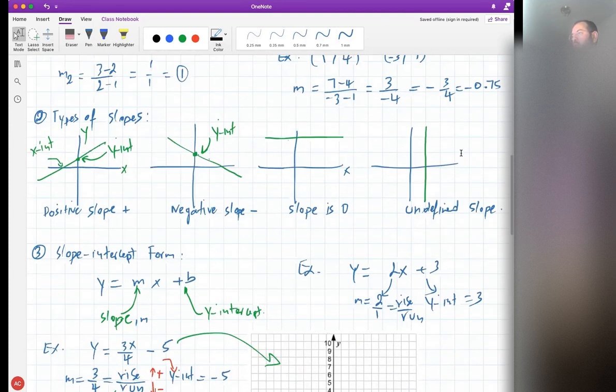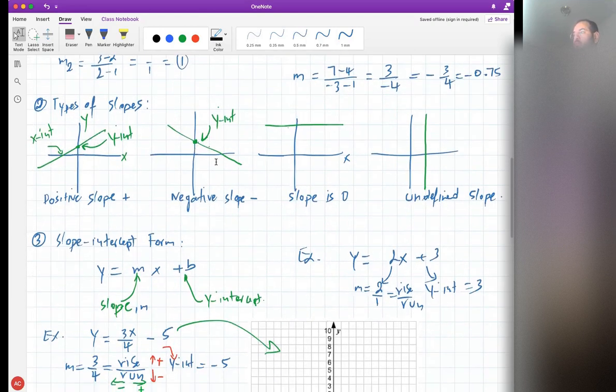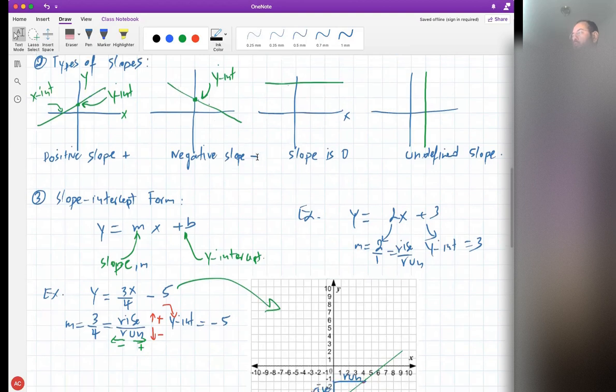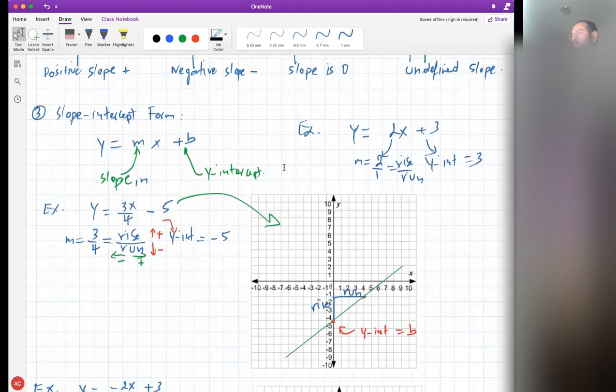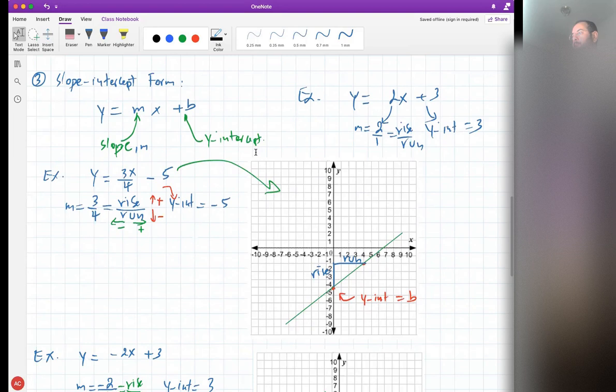You can prove this again yourself. Take any 2 points. We've already done a few examples, but you can use your own lines, use your own graphs, and try to find this out for yourself, just like we did earlier.